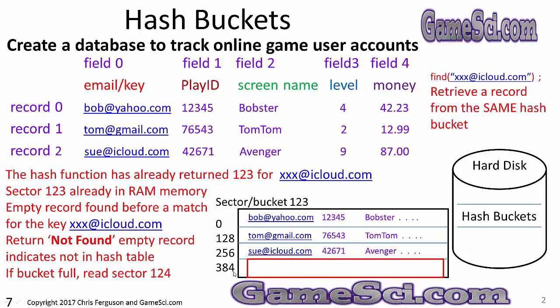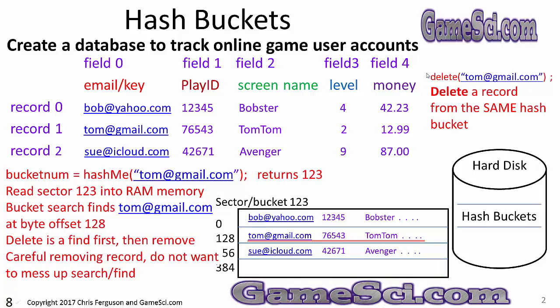What if this bucket was full? What if this bucket was completely full? There were 4 records in it, and none of them were xxx@icloud.com. In that case, you'd go ahead and read sector 124 and see if the email address you're looking for is in that next sector. When we probe on disk-based hash tables, we probe by reading the next sector in the disk file. When there is no room, new records go to the next sector.